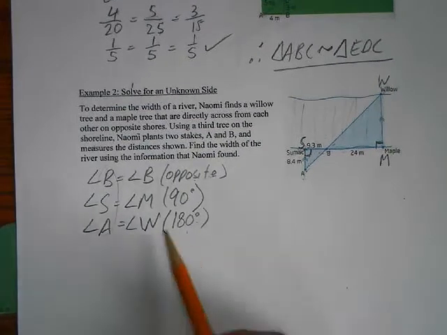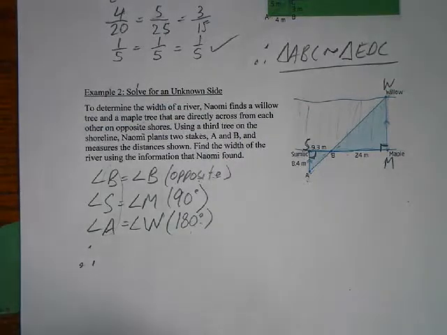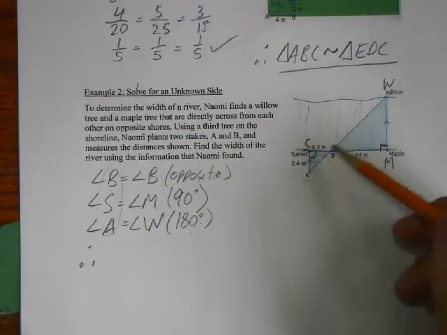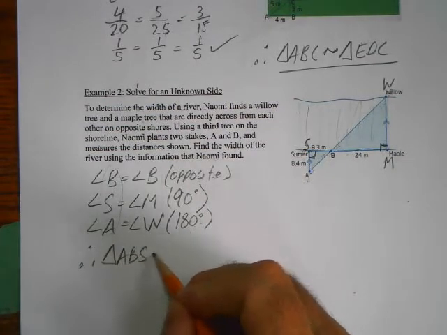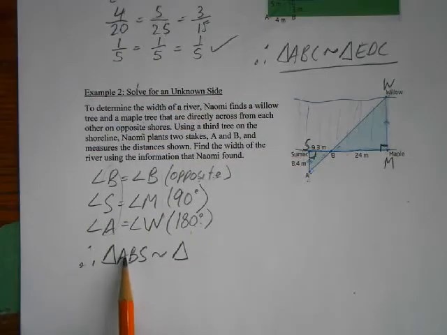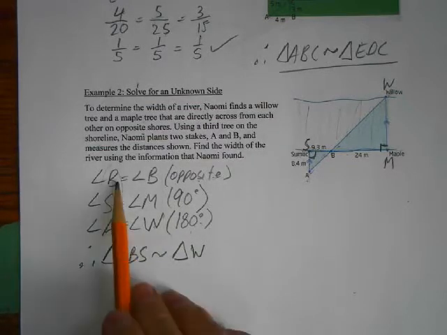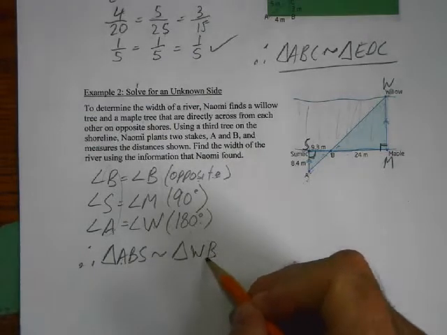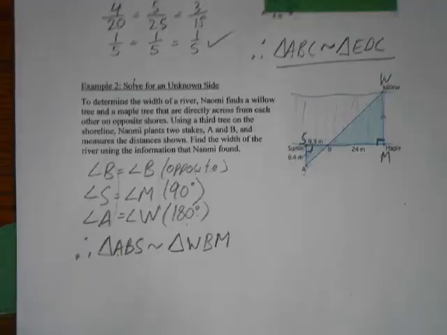Okay, so therefore, here's our important statement that allows us to do the rest of it. So I'm going to name this triangle, and I'll put this in alphabetical order. Triangle ABS is similar to, and now here's where I can't be arbitrary. I have to match these up so they match. So angle A and W are the same. So that means W has to be the first angle there. B matches up with B, so that means I have to have a B there. And S matches up with M. So that is my similar triangle statement.